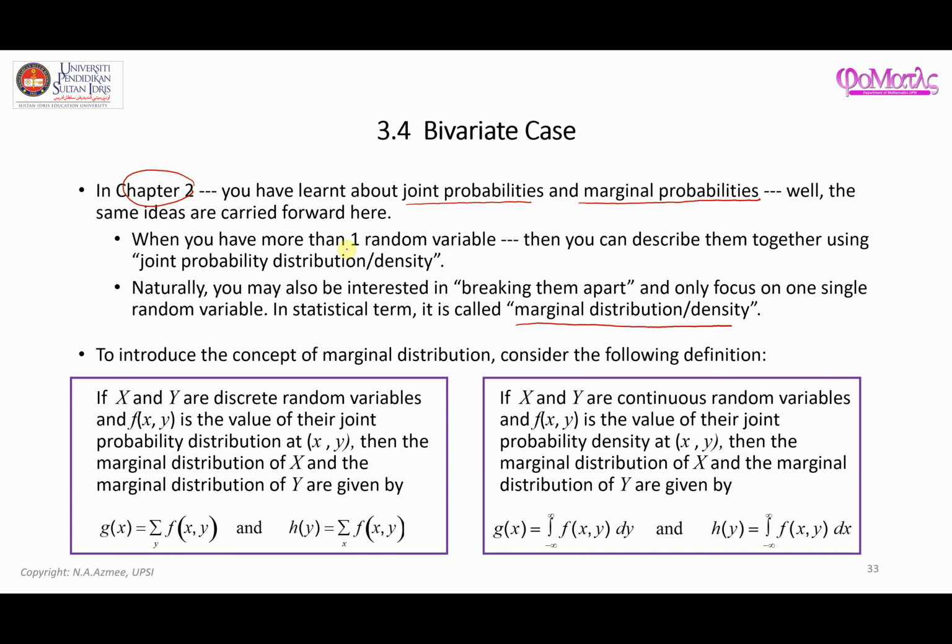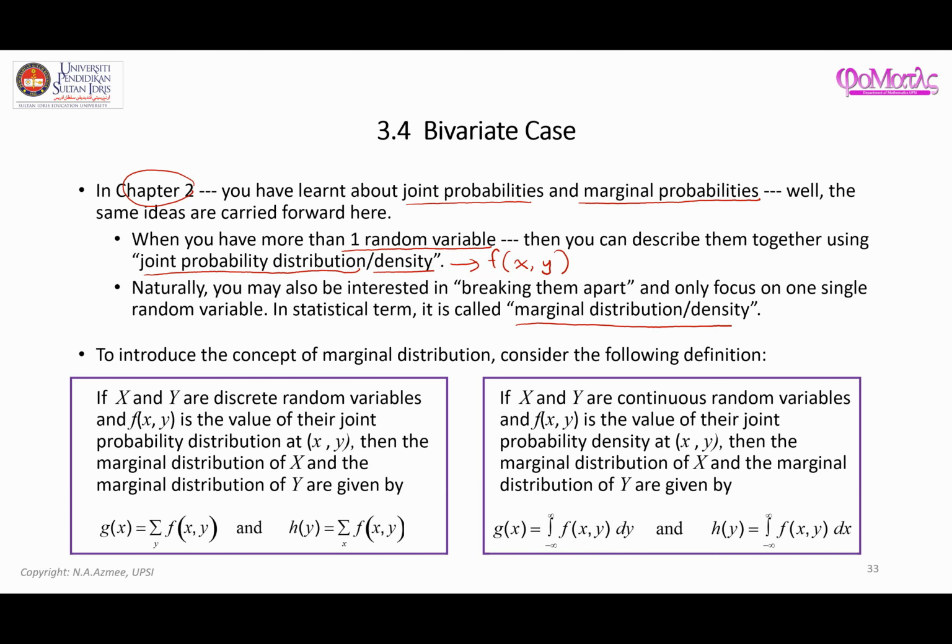So here, when you have more than one random variable, you can describe them together using what we call the joint probability distribution or the joint probability density, depending on whether those random variables are discrete or continuous. And I've talked about this in the previous video, where we give this notation f(x,y). So here is the joint probability distribution or the joint probability density.